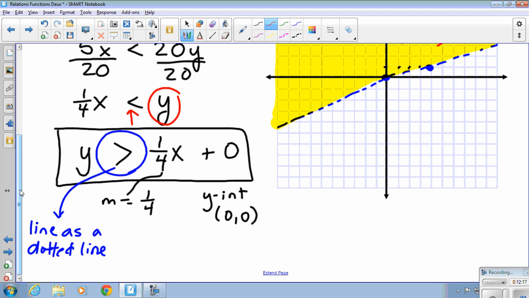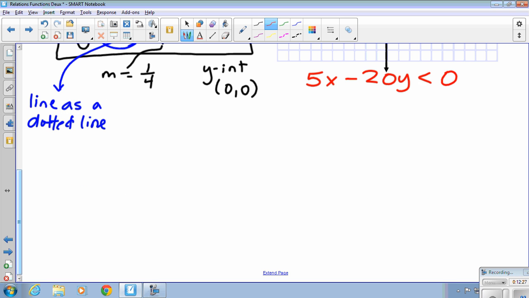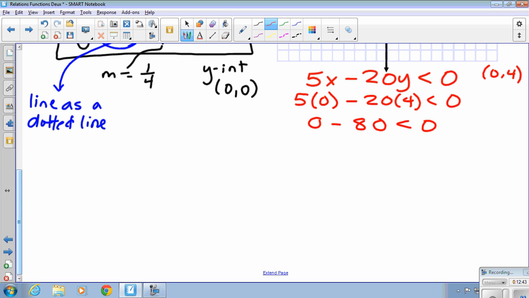So to verify that solution, I go back to my original inequality, which was 5x minus 20y is less than 0, and I want to make sure that 0, 4 works. So that's going to be 5 times 0 minus 20 times 4, which had better be less than 0. Well, I get 0 minus 80 is less than 0. Negative 80 is definitely less than 0, so I did shade the right part. Something within that solution region would make the inequality true.